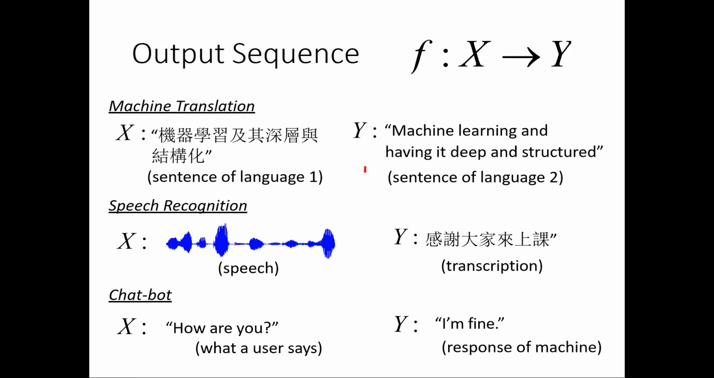Now the output sequence is also such that you're finding a function f where x is an input and y is your output, right? So say in a machine translation system, X is given in a certain language, so this is Chinese, and this is the sentence of language 1, okay? And in Y, what you're really getting is the translated language. That is, whatever characters are mentioned here, you get the translated language. So you want to translate that Chinese sentence into English, so that's exactly what you're doing. So here you have machine learning and having it deep and structured. So that is your sentence of language 2.